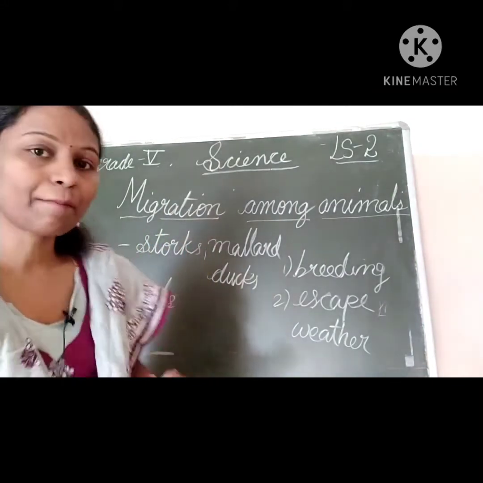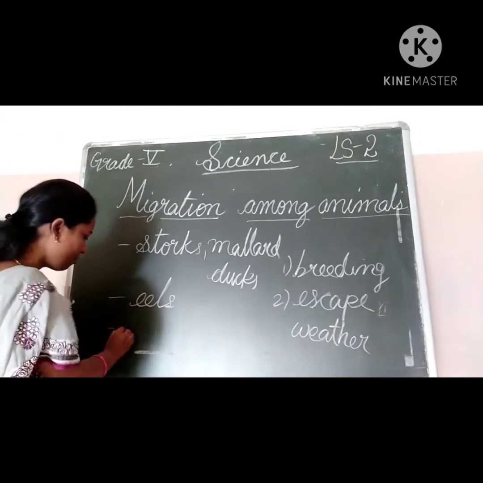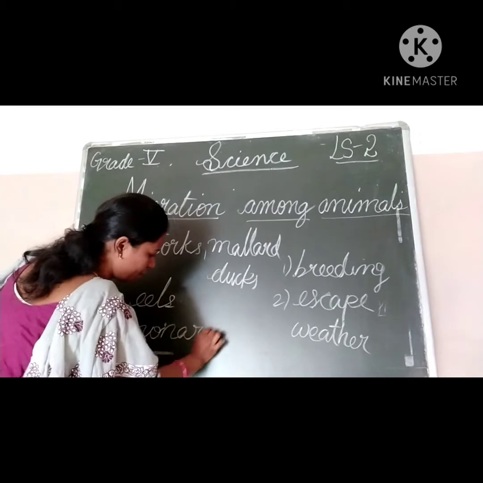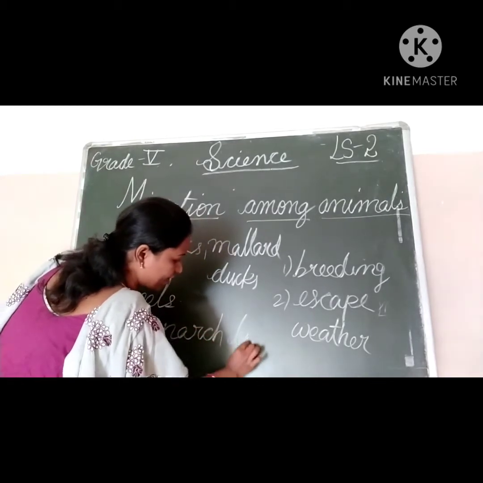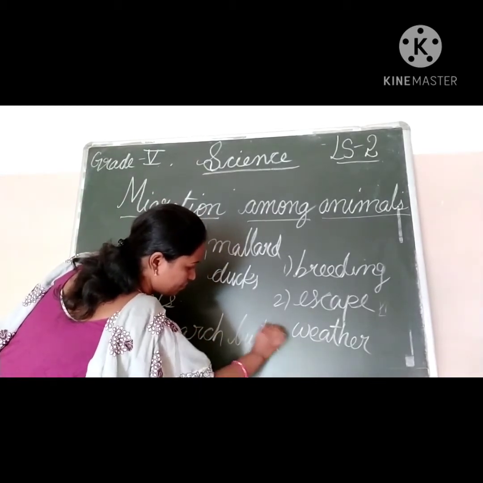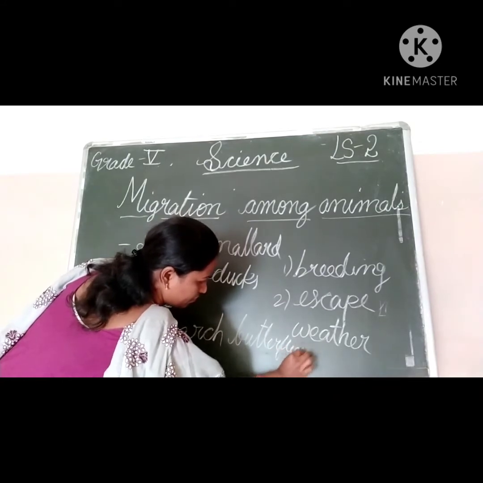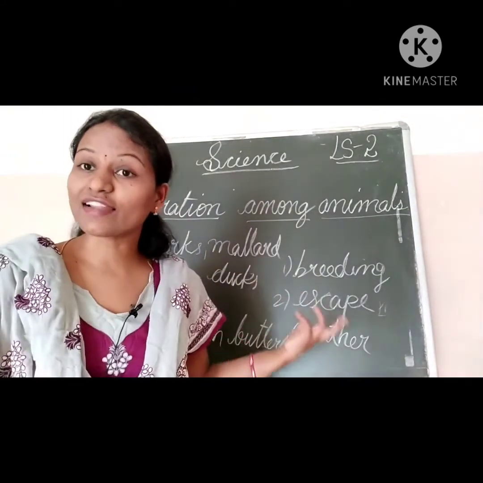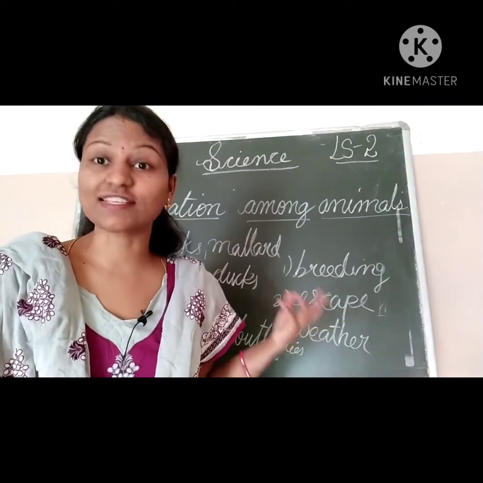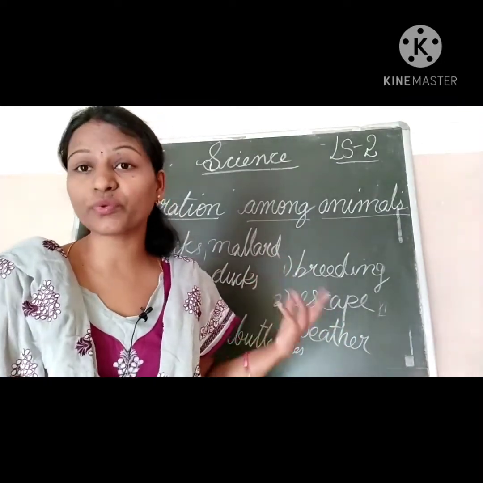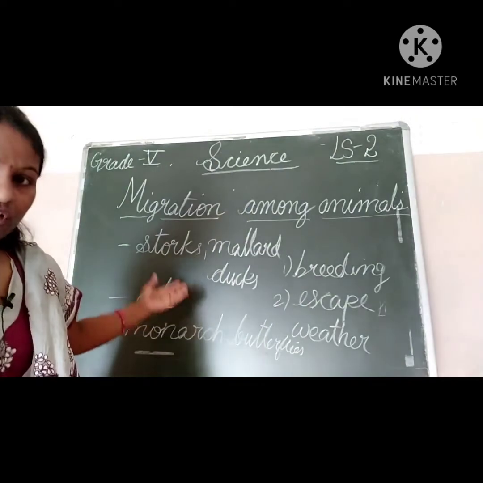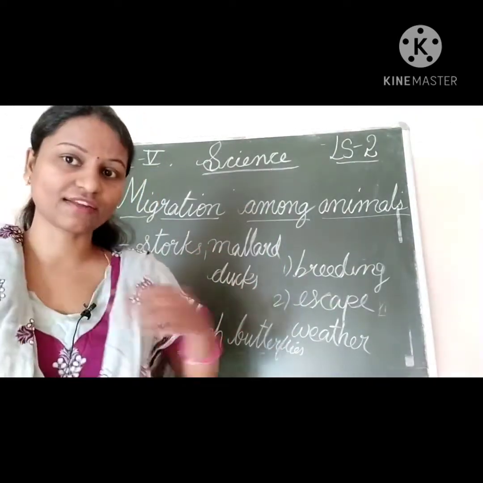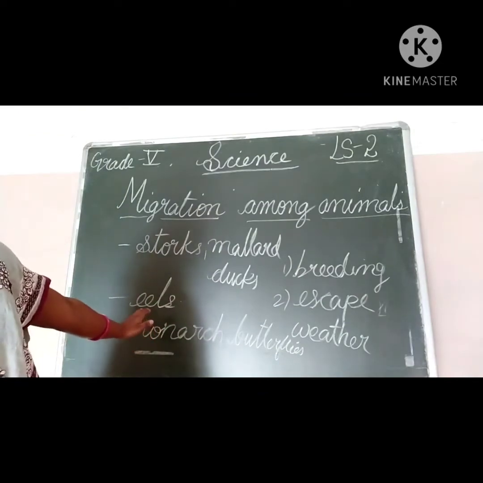Even the butterflies, the monarch butterflies. So monarch butterflies are examples of insects. Even insects also do migration. They travel from Canada to Mexico. Understand, children?